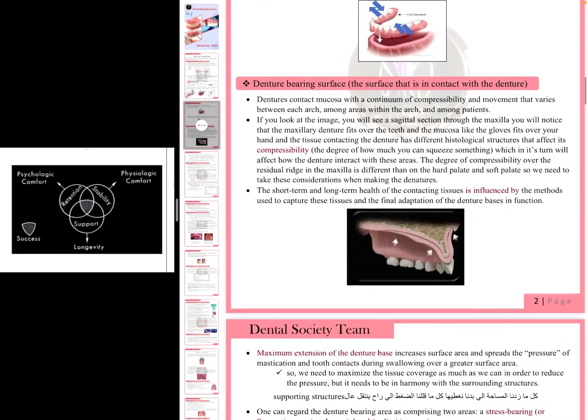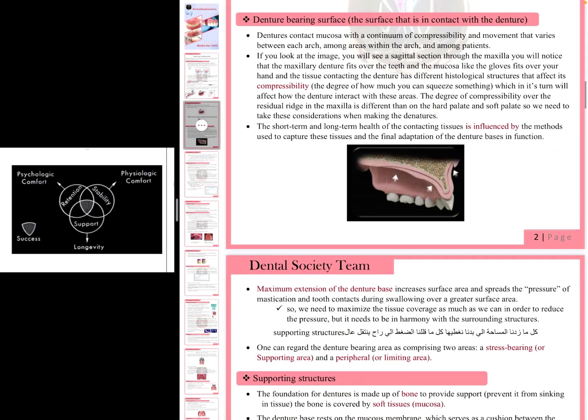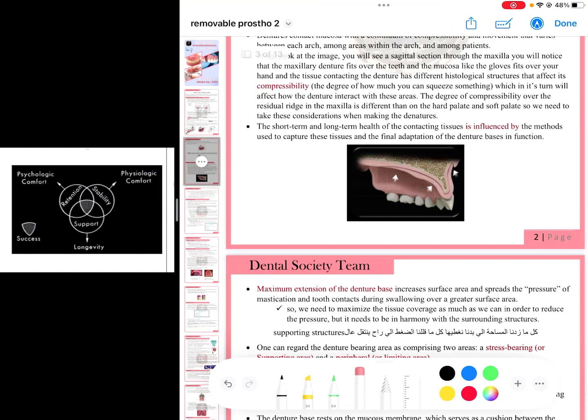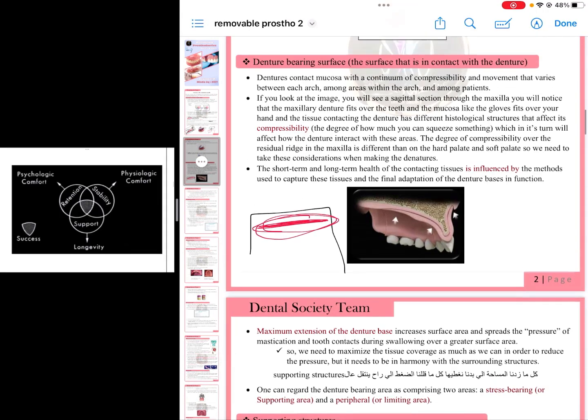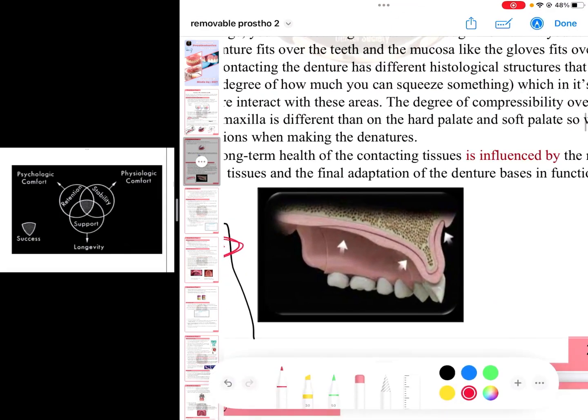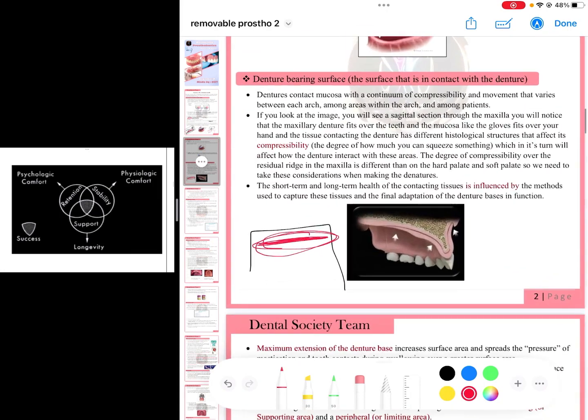Now let's leave these terms and talk about the denture bearing surface. What does denture bearing surface mean? It's the surface that is in contact with the denture. For example, this is the denture. The surface that is underneath it is the bearing surface that is in contact with the denture. Like in this picture, where is the surface in contact with the denture? It's this surface. Surface means the outer surface. This is the denture bearing area.